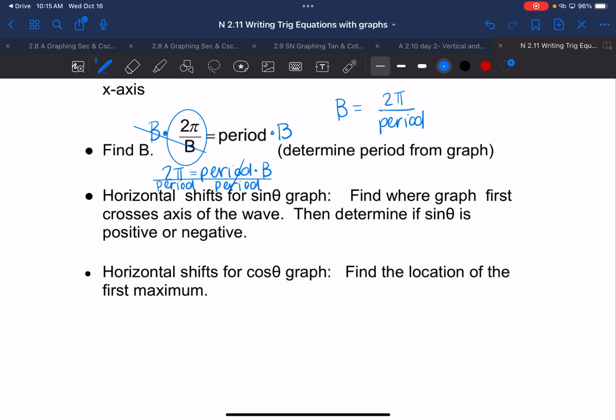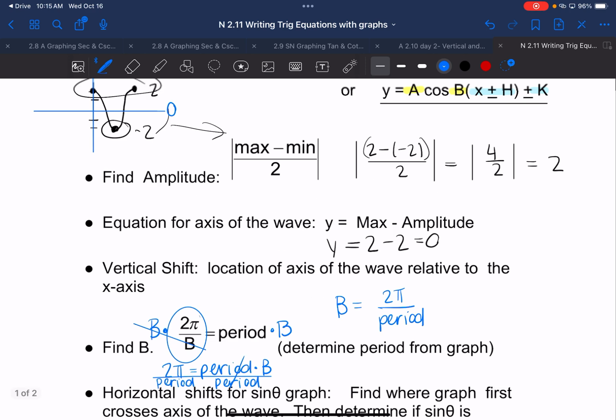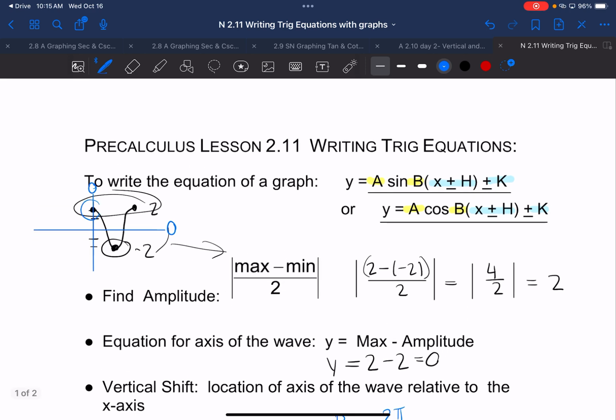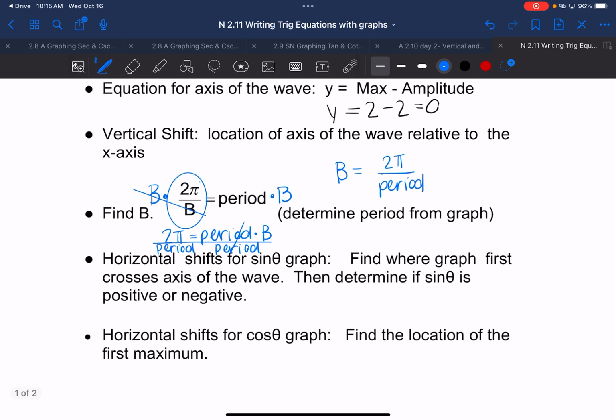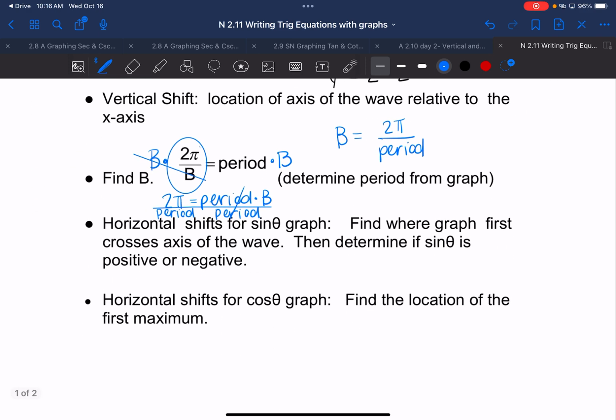Horizontal shifts for your cosine graph say find the location of the first maximum. So in this picture I drew up here, they would want us to find that point because that was the first maximum we would come across. Okay? All right, so keeping all that information in mind, let's flip it over onto the back.